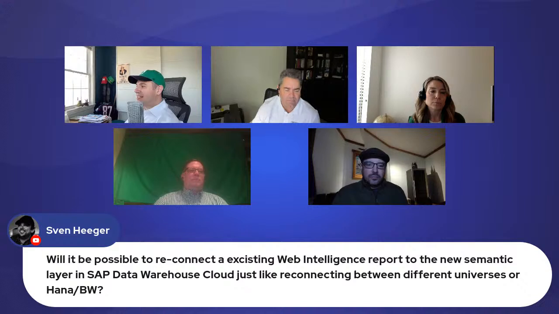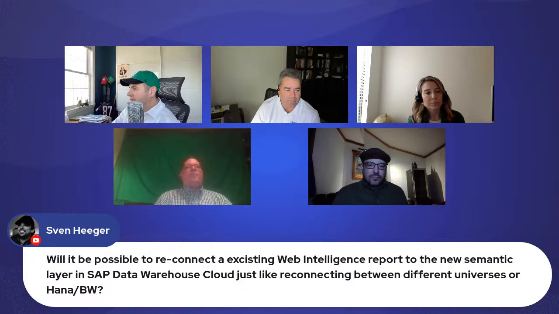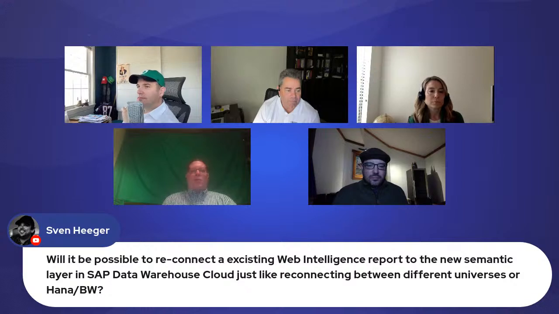We've got a question from Sven. Will it be possible to reconnect an existing Webi report to the new semantic layer in SAP Data Warehouse Cloud, just like reconnecting different universes in HANA/BW? So that's all still on the drawing board. Once we get to the common data model piece from Data Warehouse Cloud, then we will definitely be looking for ways for BobJ to be able to connect to that as well, but we're not there yet.